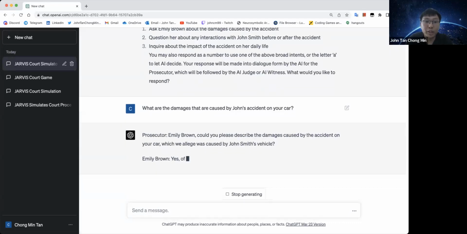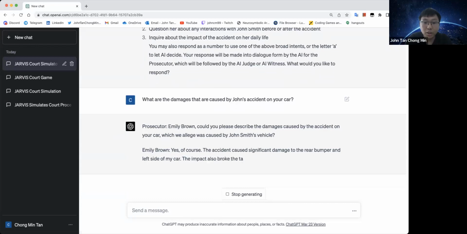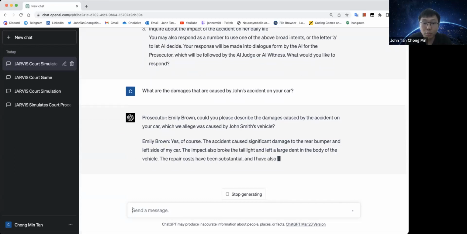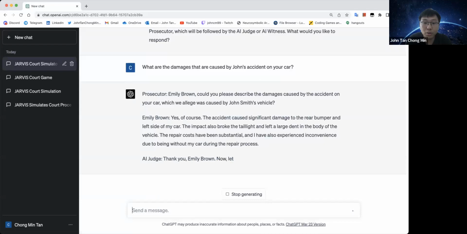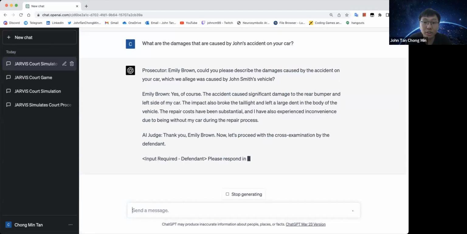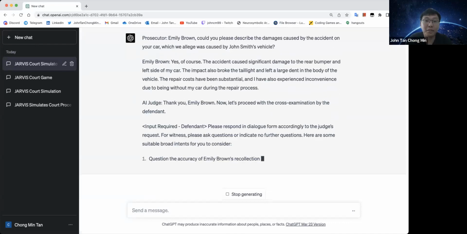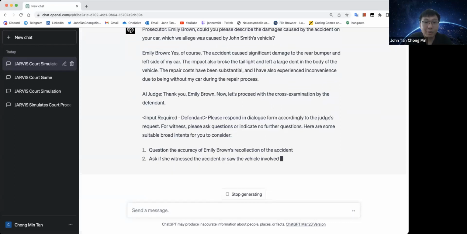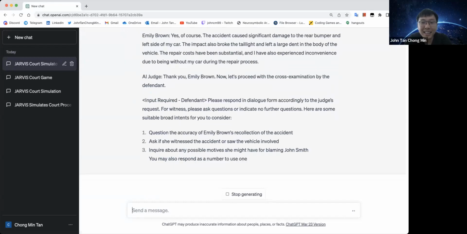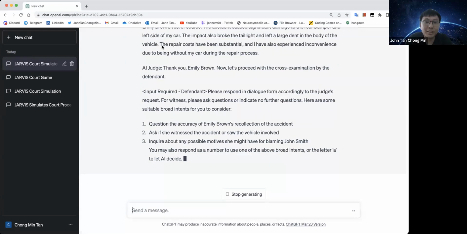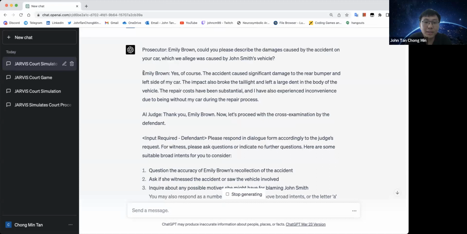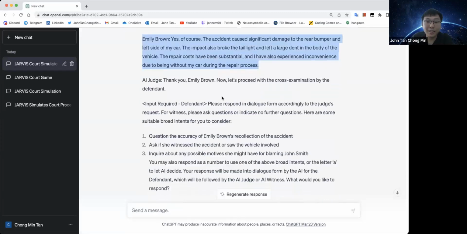What will Emily Brown respond? Yes, of course. The accident caused significant damage to the rear bumper and the left side of my car. The impact also broke the tail light and left a large dent in the body of the vehicle. The repair costs have been substantial. Actually, I feel for her because car repair costs are quite expensive. And I've experienced inconvenience due to being without my car during the repair process. Wow, you can feel for this person. It really feels like GPT can generate quite realistic content.